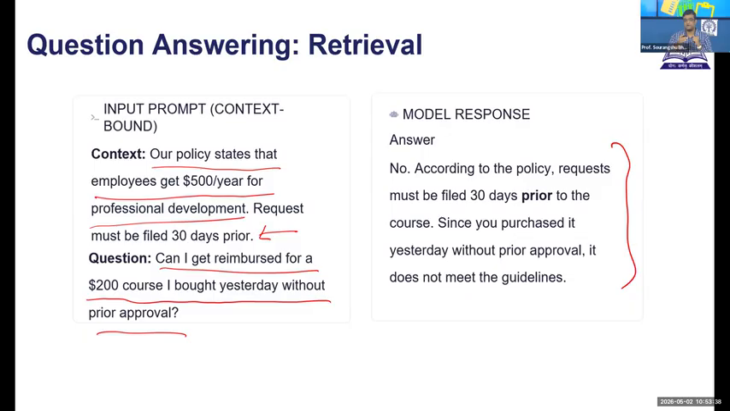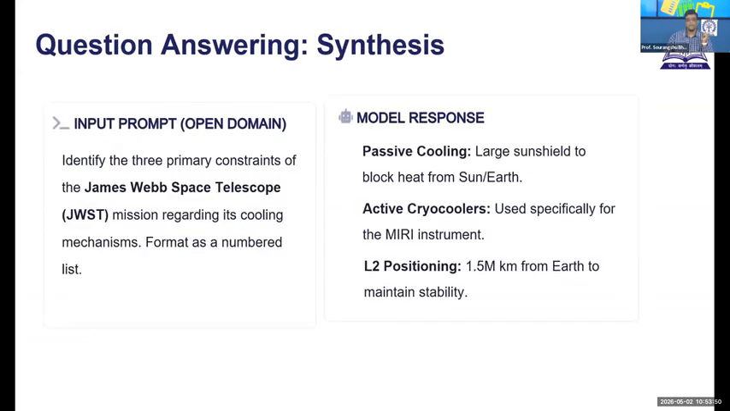Again, the system prompt can be that you are a helpful assistant. Please answer the questions based on the provided context. Here is another question answering input, but now the answer is a bit more constructive. The prompt is: identify 3 primary constraints of the James Webb Space Telescope mission regarding the cooling mechanism. Format as a numbered list. So you see, this is very different.